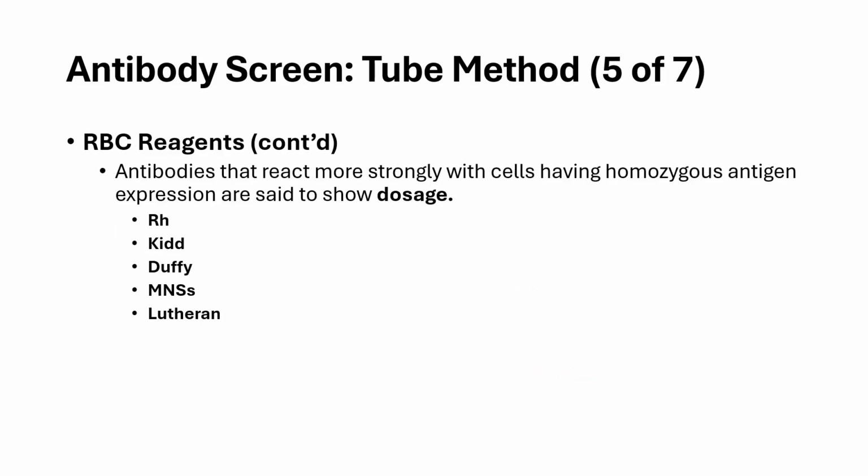Dosage effect. Some antibodies react more strongly with red blood cells that have a homozygous antigen expression, where they have 2 copies of the antigen gene. This phenomenon is known as dosage. Certain blood group systems that commonly show dosage are Rh, Kidd, Duffy, MNS, and Lutheran.